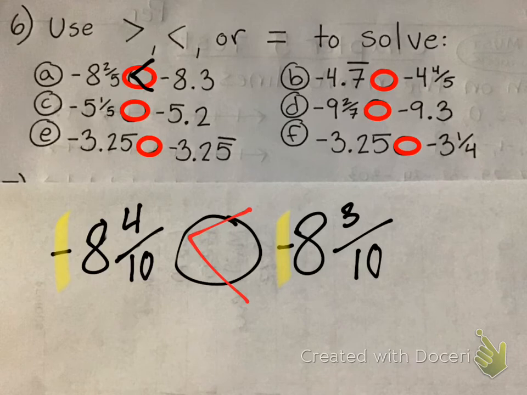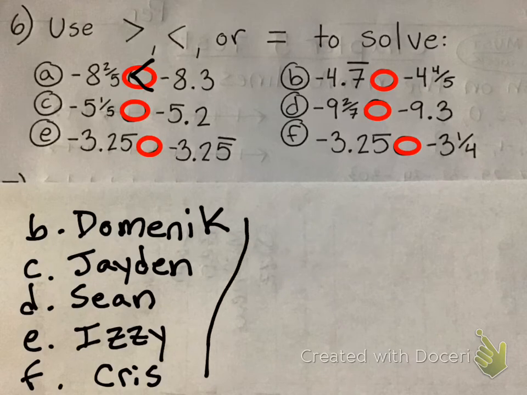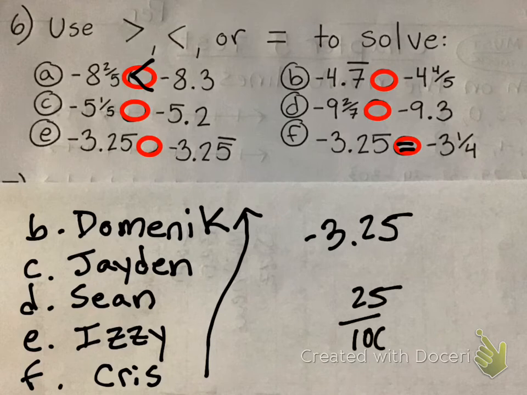So let's see. We're going to start from bottom to top. Chris, what's the answer for F? What'd you get? That they're equal. Exactly. We know that because negative 3.25, 0.25 is 25 over 100, which simplifies to 1/4. Again, if we divided 1 into 4 groups, we would get 0.25. So we find out that they're equal.